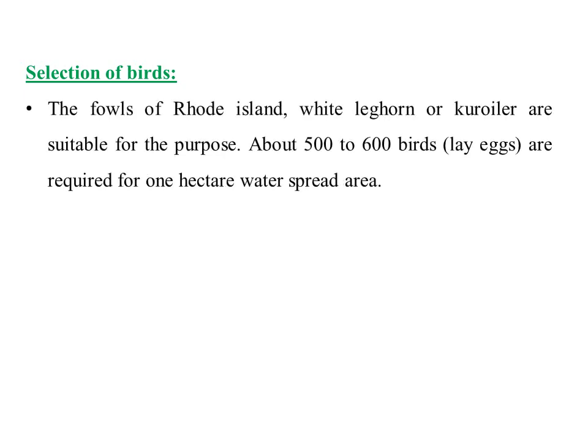Then for this type, the selection of birds: which type of birds we can select for this integrated farming are the Rhode Island Red and White Leghorn, and broilers are suitable. About 500 to 600 birds are required for 1 hectare of water spread area.